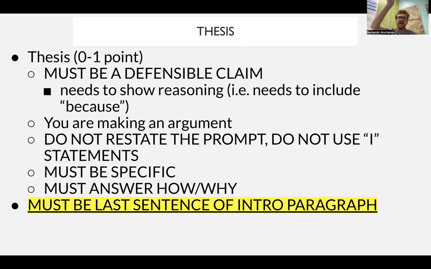Your thesis needs to be a defensible claim, meaning someone can take the position that your argument is correct or wrong. This is where you should include things like because, as seen with, in, shown with, etc. You are making an argument.